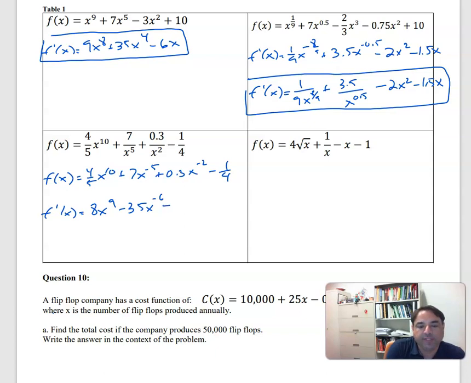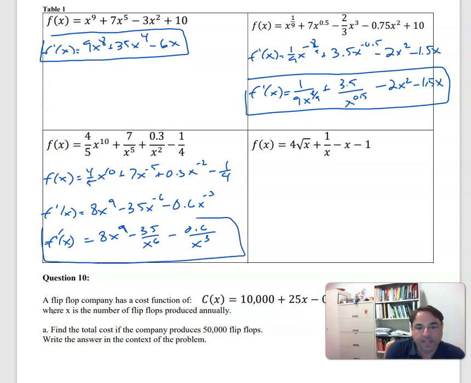Then we're going to do positive, negative, negative. 2 times 0.3 is 0.6. X to the negative 2 minus 1 is negative 3. And the derivative of negative 1/4 is 0. Derivative of any number is 0. And I would rewrite that, make it a little bit nicer. All the negative exponents I'm going to move. So that's 8 x to the 9 minus 35, x to the negative 6, I'm going to move to the bottom, becomes positive 6, and minus 0.6, x to the negative 3, I'm going to move to the bottom, becomes positive 3.